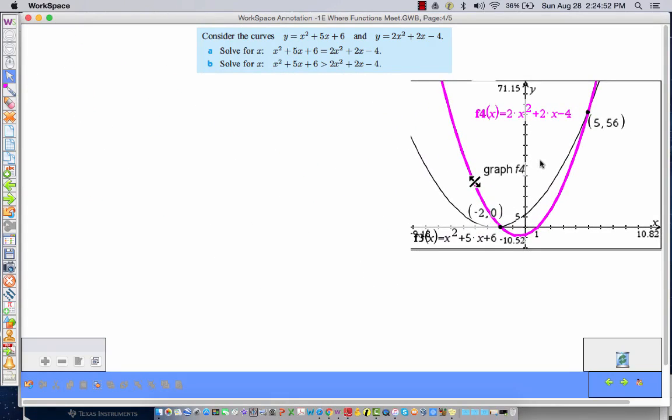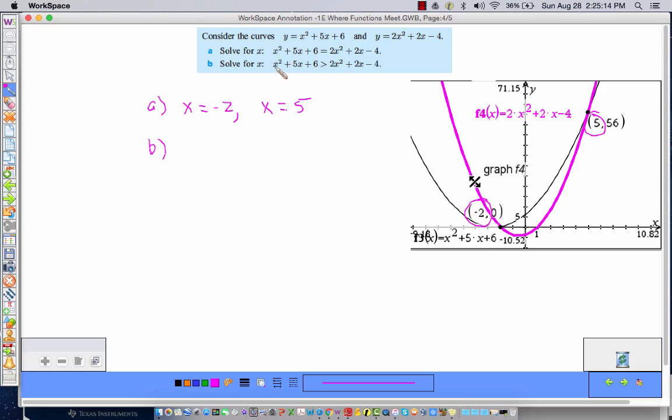Okay, and so now for part A, I get x equal to -2, which is right here, and I get x equal to 5, right here. So those were factorable. We could have done it easily by hand. So we've done part A.